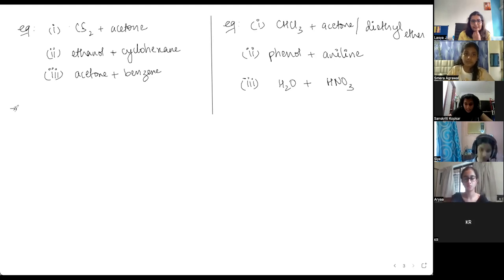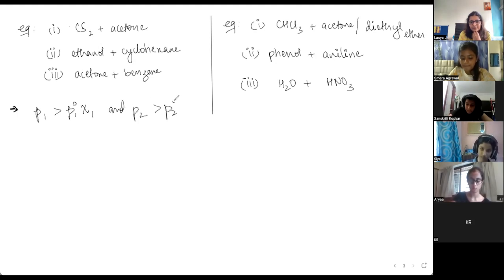So a few more differences in characteristics. Again, these are derived from what we discussed earlier. So in positive deviation, vapor pressure values are higher, right? So P1 values are greater than P1 naught times X1, and P2 values are also greater than P2 naught times X2. And in this case, it's the opposite. Because the values are lower, it's a negative deviation. So P1 and P2 will be less than what Raoult's law predicts.